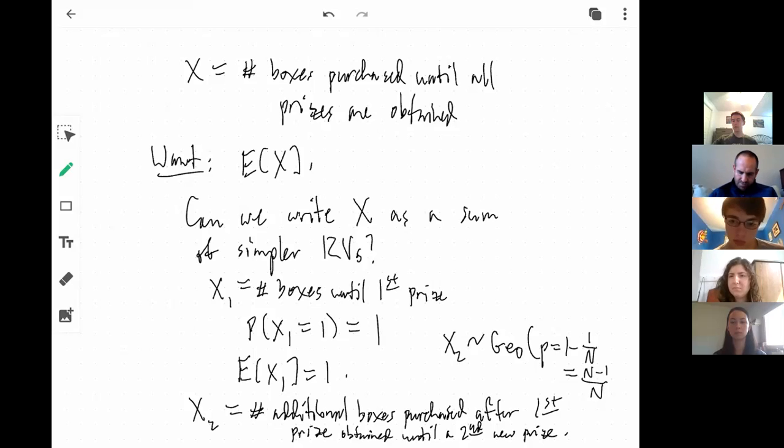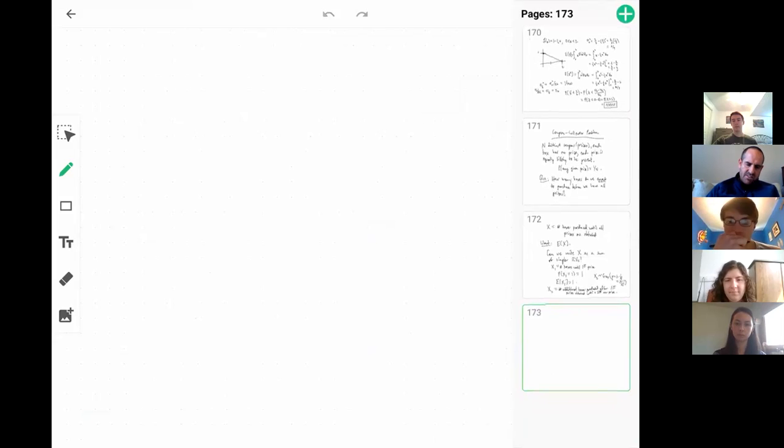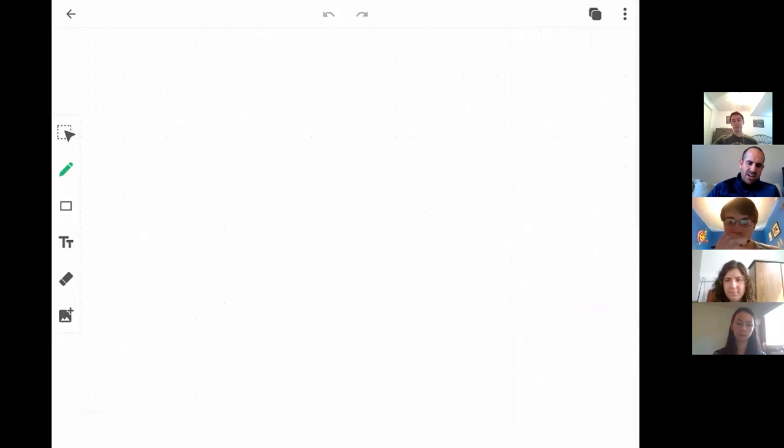That makes sense? Okay. So that thing is geometric. And the proportion of success is just capital N minus 1 over n. What do you think you would have for the third thing? How would you define the third thing? Somebody want to take a shot? What do you think 3 is going to be?